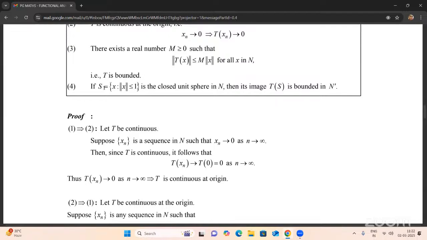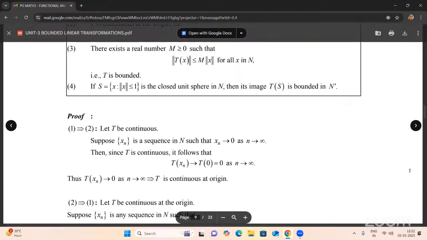Capital S equals the set of x, where x is an element of N and the norm of that element is less than or equal to 1. That is the closed unit sphere in N. Then the image of the closed unit sphere, T of S, is also bounded in N dash. The closed unit sphere is a set in N, and its image is also in N dash. So the image of the closed unit sphere is T of S.